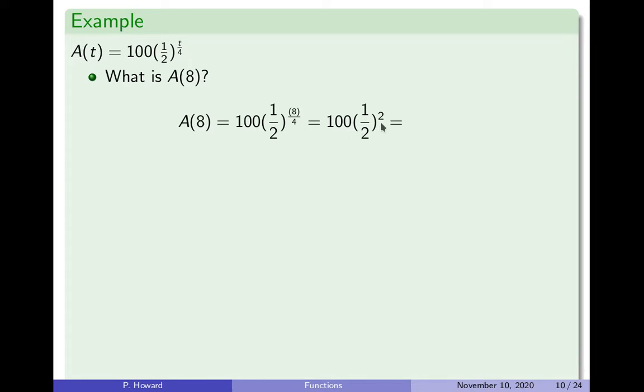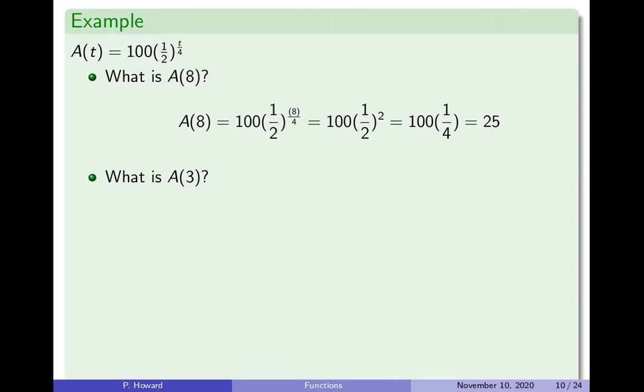Then we do the exponent. 1/2 to the second is 1/2 times 1/2, which is 1/4. And finally, we do the multiplication. 100 times 1/4 is 25. Fairly easy calculation to do on paper.